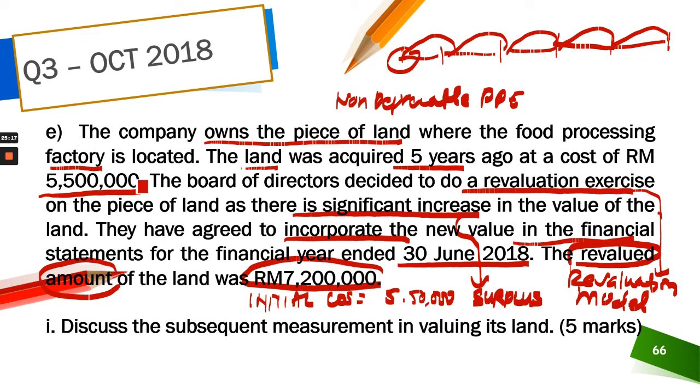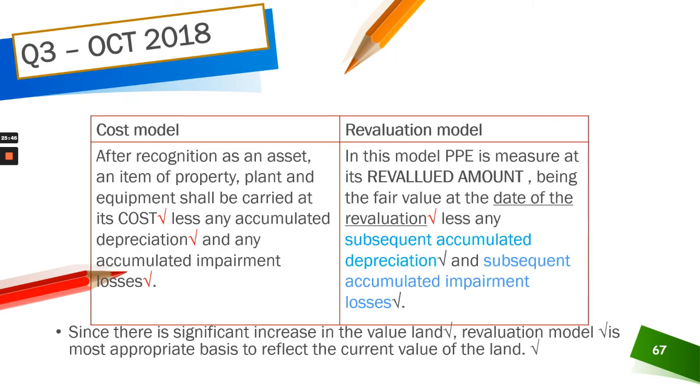So compare the 7.2 with 5.5. 5.5 is your cost, right? But your cost will now be your carrying amount. Why cost is the carrying amount? Because land is non-depreciable asset, so there are no such thing as cost minus accumulated depreciation. So you have to discuss the subsequent measurement in valuing the land. So you are not asked to discuss any figure yet, but just about the subsequent measurement.